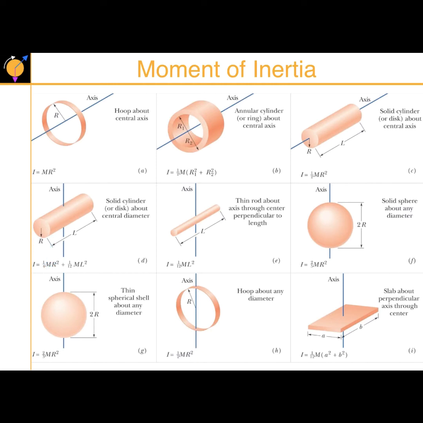We will be using this one a lot. No, not that one, sorry. We'll be using this one a lot. Rotation of basically a disk. The length doesn't matter, it's just the radius and the mass: 1/2 mr squared.